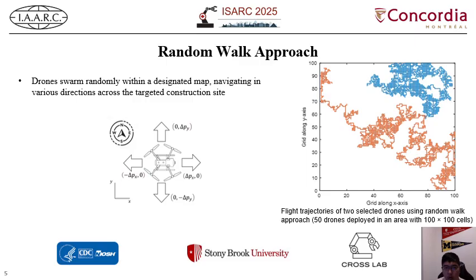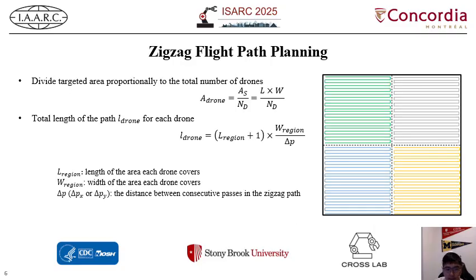Random walk is simple but inefficient. It randomly selects the traveling direction across the construction site. And zigzag is structured. It determines the coverage path in a more uniform way and is also predictable, but it lacks adaptability.